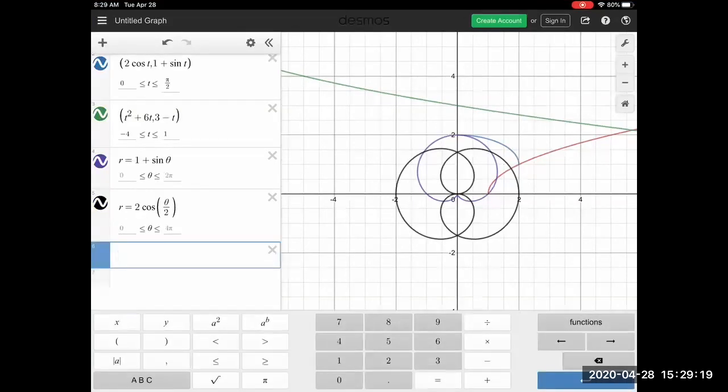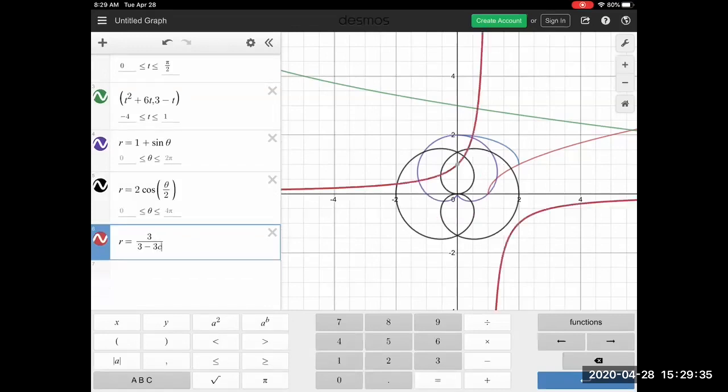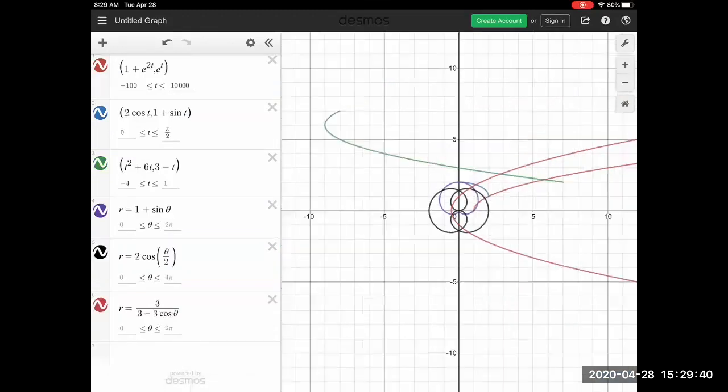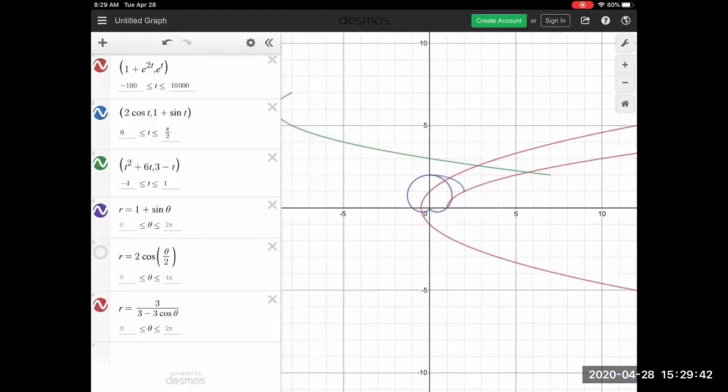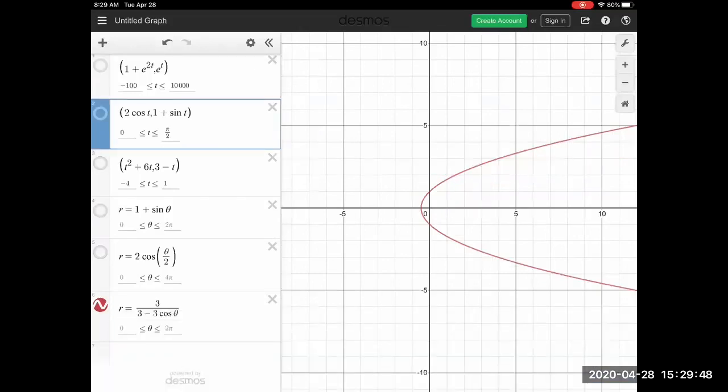So let's see. Right, we have one more to do. This was 2c, and that was r equals 3 over 3 minus 3 cosine of theta. There it is. And that's a parabola shape, it looks like. So again, if you deselect everything else, you get this. It's a sideways parabola. That's nice. Good.